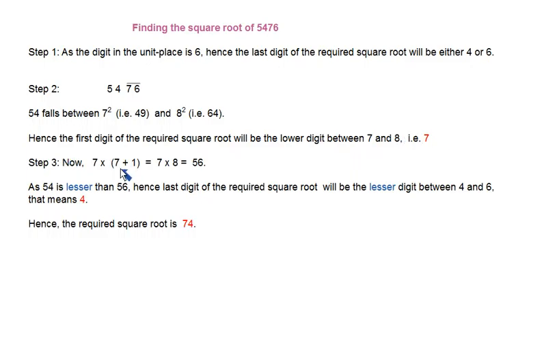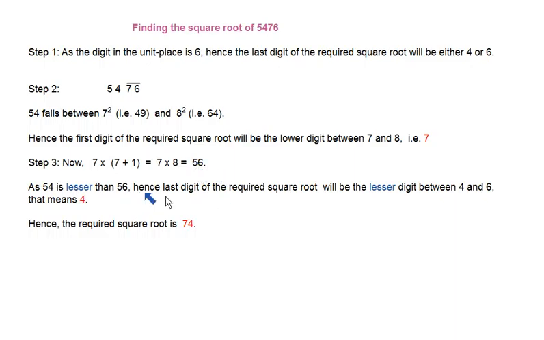Step 3. What will we do? The 7 and 7 plus 1 will be multiplied. So 7 multiplied by 8 is 56. Now you see that this 54 is lesser than this 56.